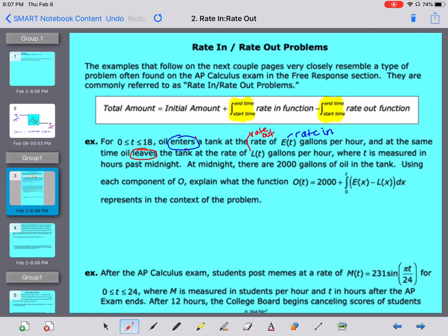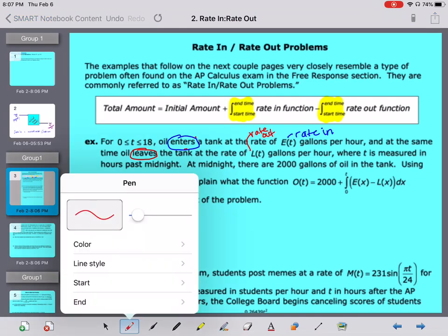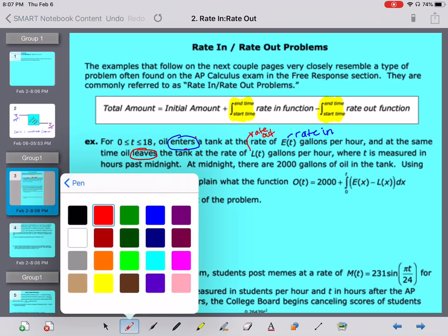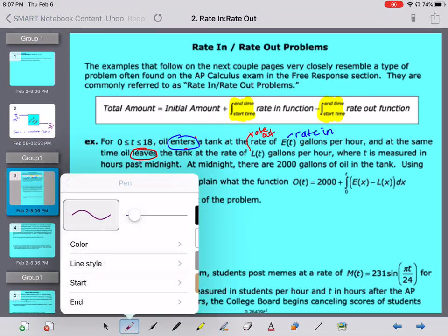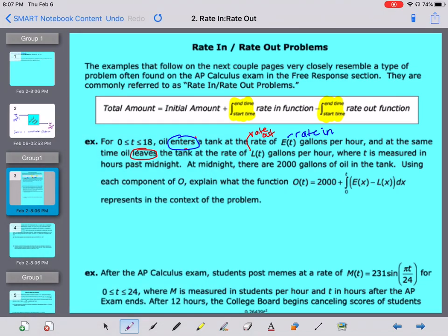Where t is measured in hours past midnight. At midnight, there are 2,000 gallons of oil in the tank. What that's giving us is that at t equals 0, our start time, we have 2,000 gallons in our tank. We call that the initial amount, or initial value, very similar to the problems we've been dealing with. It says, using each component of O, explain what the function O of t equals 2,000 plus the integral from 0 to t of E of x minus L of x dx represents.